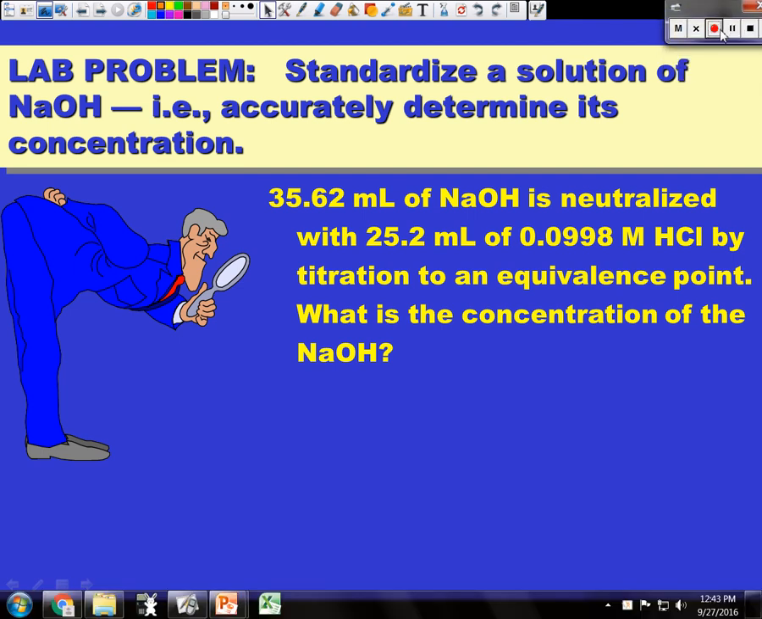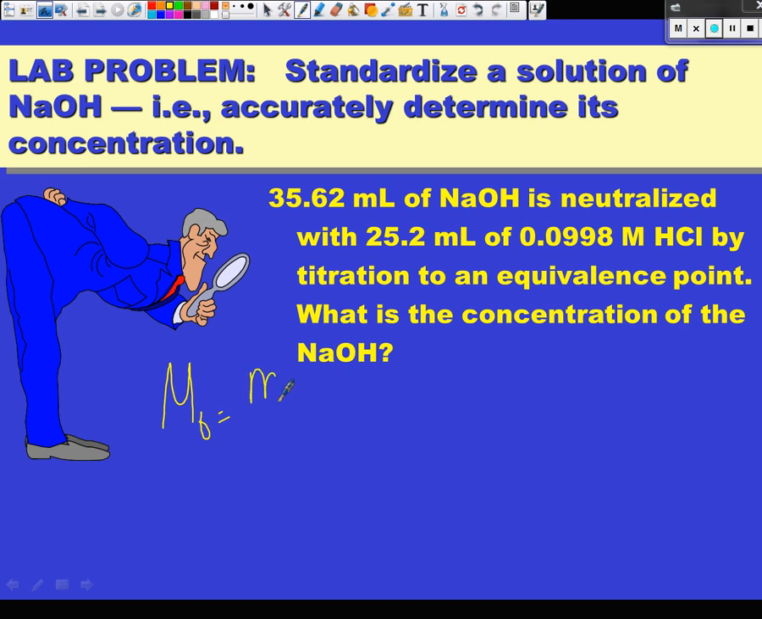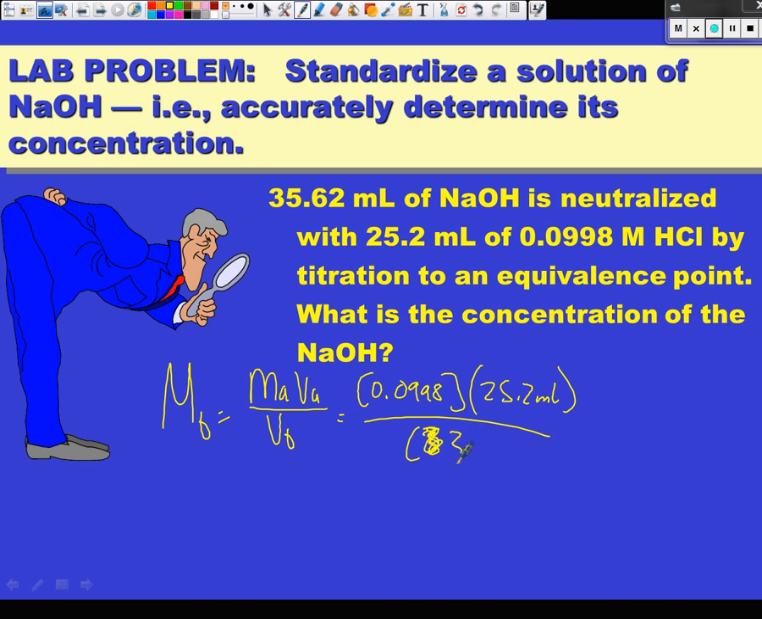All right, so here's my first question. What are we solving for specifically in this problem? Okay, so we're solving for MB, which is MAVA over VB. So the molarity of the acid was 0.0998. The volume was 25.2 milliliters, all divided by 35.62 mils. Okay, Dustin, what did that come out to be?